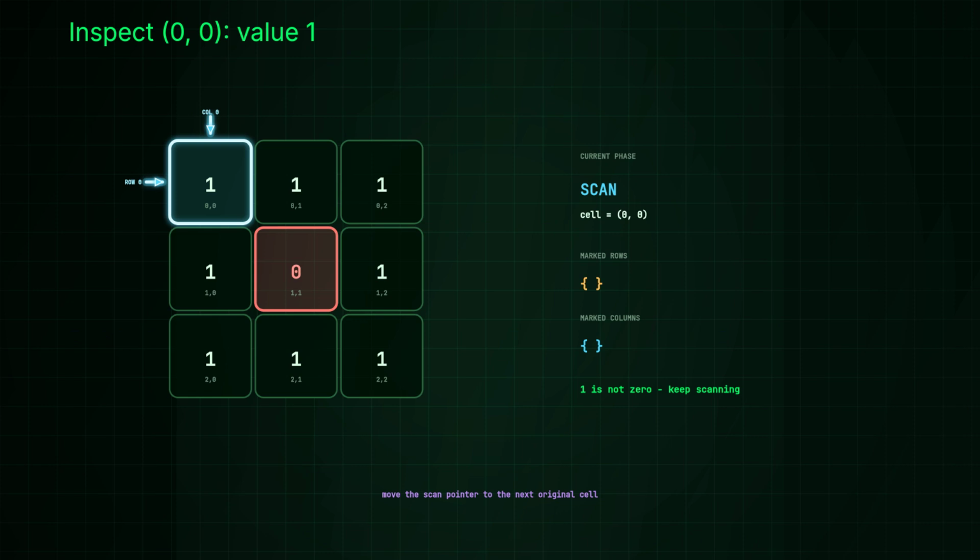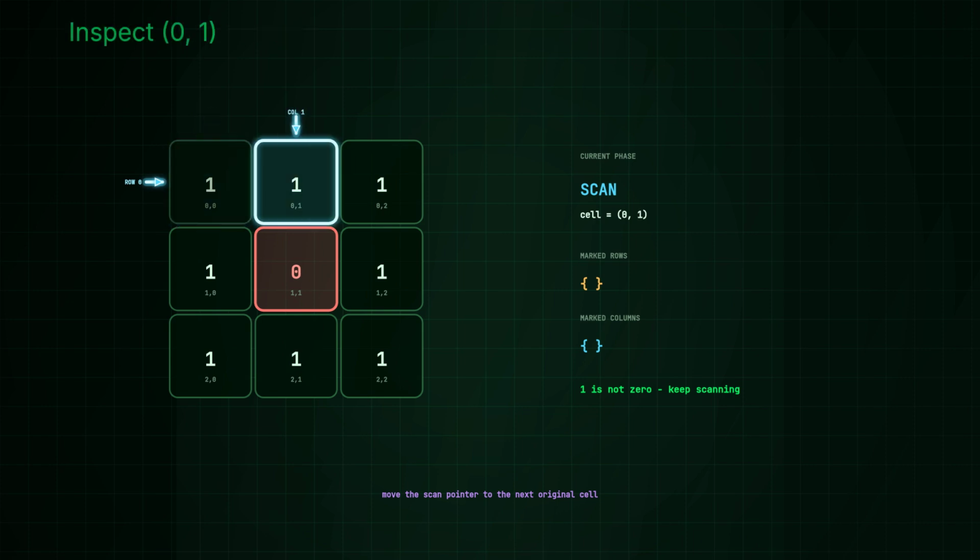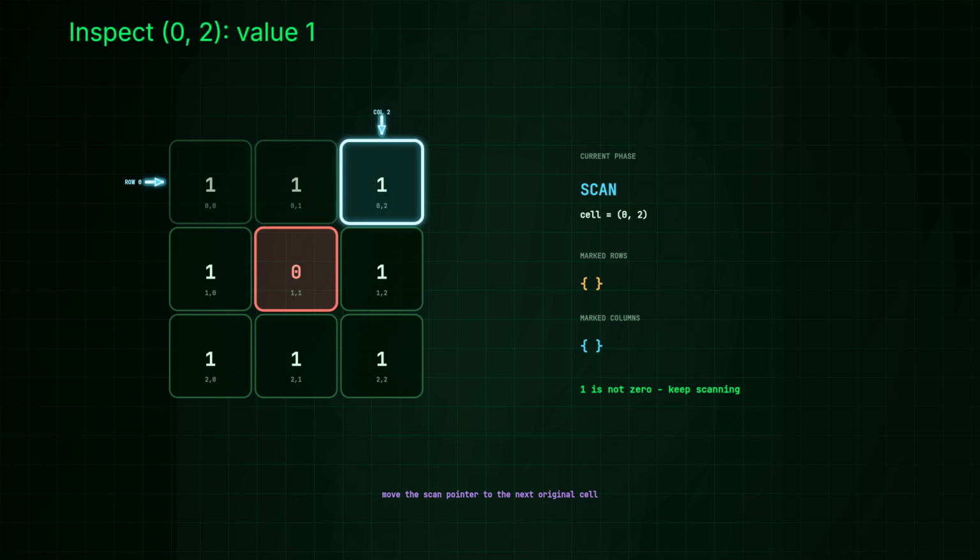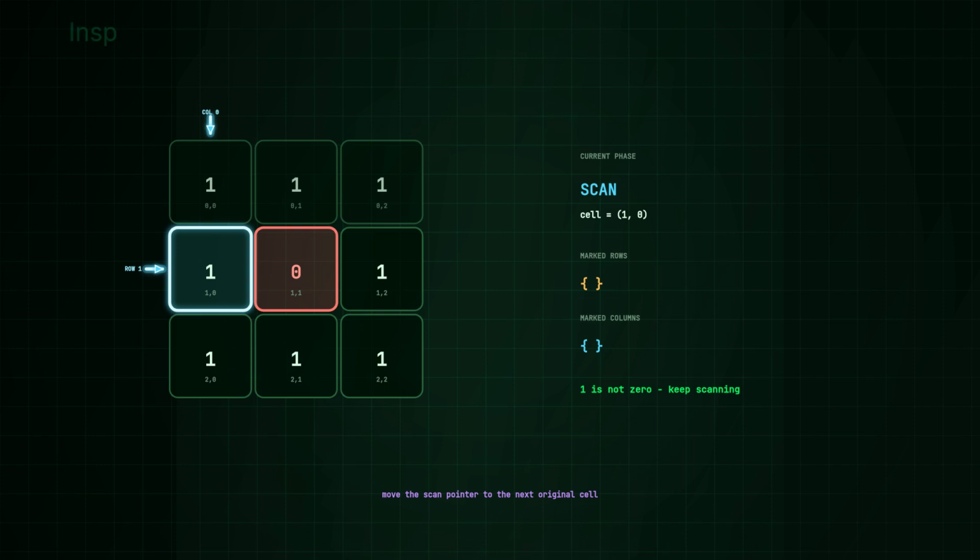The value is 1, not 0, so do not mark anything and continue. Move the scan pointer to row 0, column 1. The value is 1, not 0, so do not mark anything and continue. Move to row 0, column 2. The value is 1, so continue. Move to row 1, column 0. The value is 1, so continue.